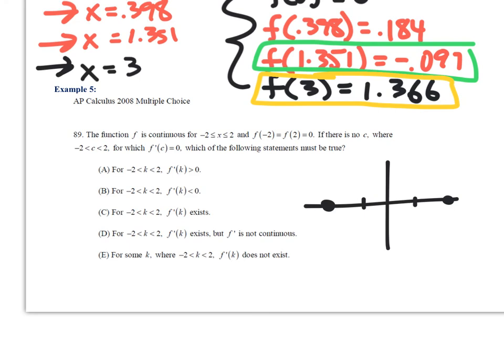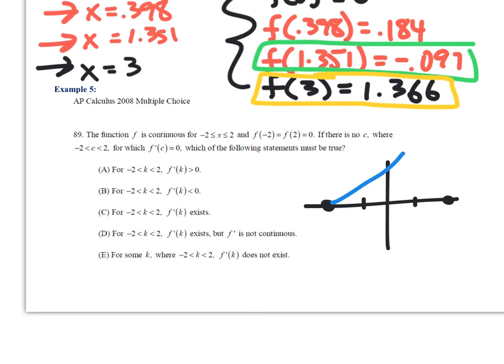Okay, so for number 89 here, 2008 multiple choice, if I know f of negative 2 and f of 2 both equal 0 on this continuous closed interval, and there is no c between those two values for x where the derivative equals 0, so there's no value where the derivative equals 0, right? I mean, someone's going to think, well, straight line, right? Well, the derivative is 0 everywhere on that.